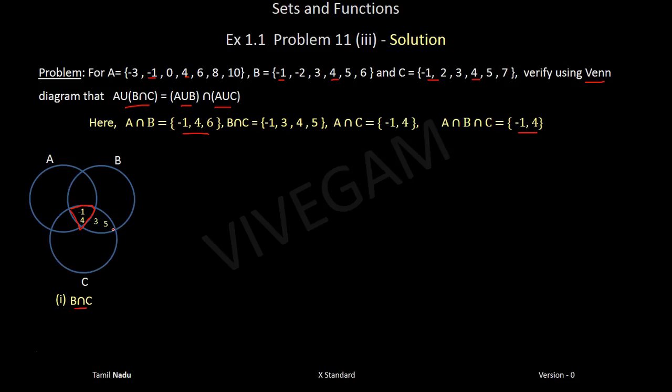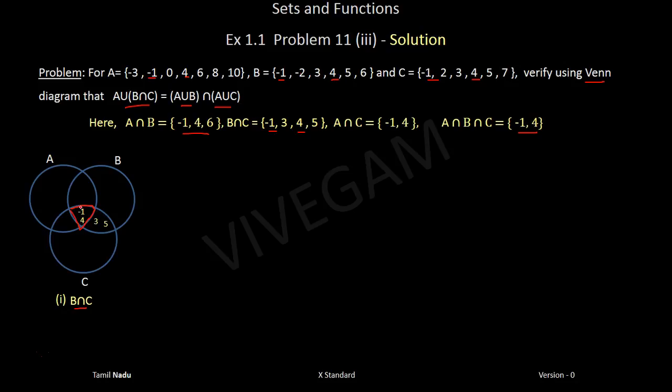Next, B intersection C is what? This whole area, right? This whole area is B intersection C. And what is B intersection C? Minus 1, 3, 4 and 5. Out of which minus 1 and 4 we have already covered here, right? Because that is also part of A intersection B intersection C. So now this area is purely B intersection C.